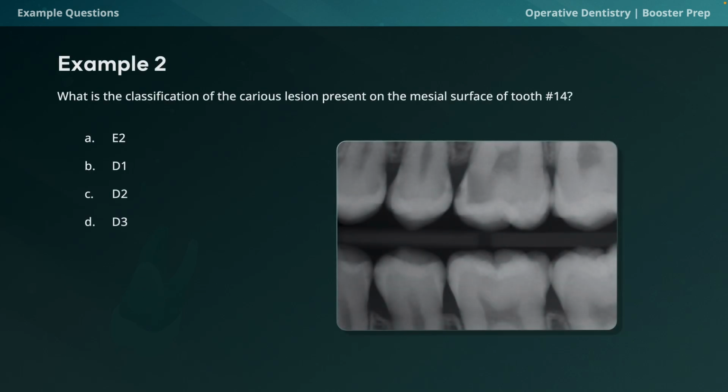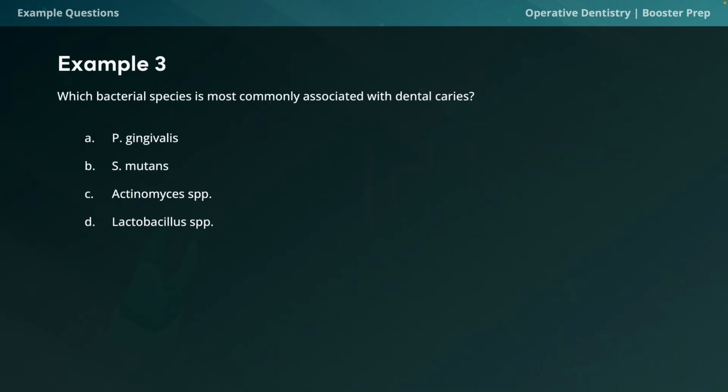Alright, question number 2. What is the classification of the carious lesion present on the mesial surface of tooth number 14? Again, pause the video if you need some time, but the answer is D, D3. Looking at the mesial surface of tooth number 14, we can see that the carious lesion is not only well past the DEJ, but it looks like it's at the level of the pulp horn. So this decay is extensive, and so we'll want to pick the most severe stage in the classification, which is D3.